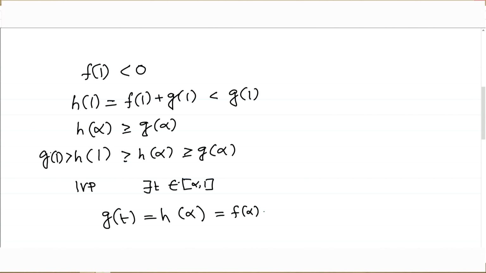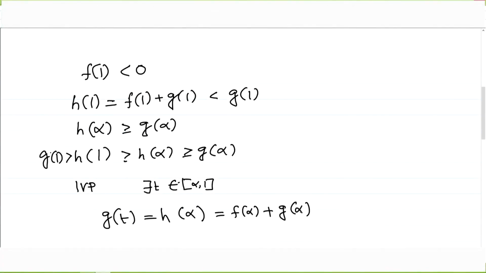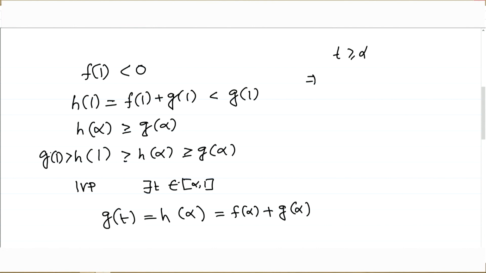again f of alpha plus g of alpha. Now use the fact that h is a non-decreasing function. So t belongs to the interval alpha to 1, that is t is greater than or equal to alpha. This gives that f of t plus g of t, which is equal to h of t, is greater than or equal to h of alpha, and h of alpha was just proved to be g of t. So this says that f of t is greater than or equal to 0.